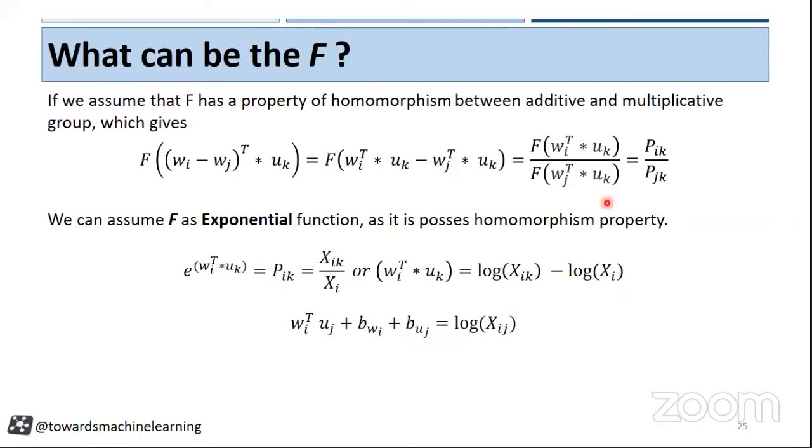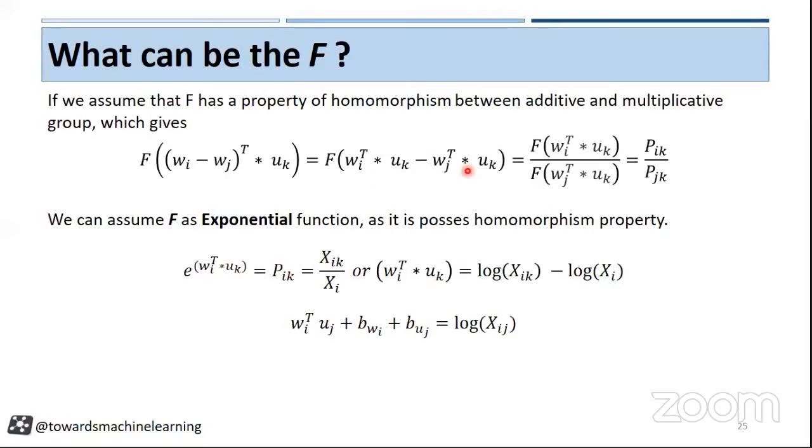So what can this f be? We are seeing this as some function only, but we have to represent it in some mathematical model. So we have to see what can be the choice for our f. We have to select f such that it has the homomorphism property between the additive and multiplicative groups.